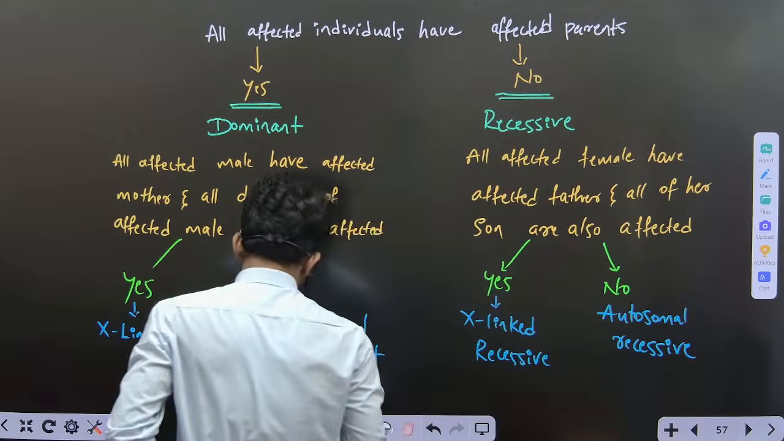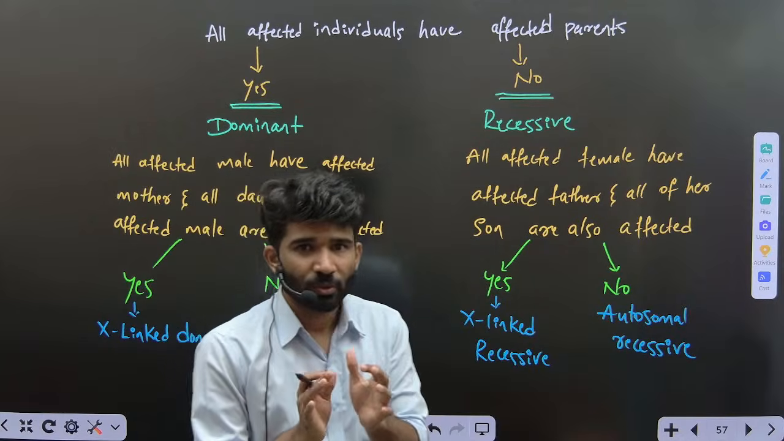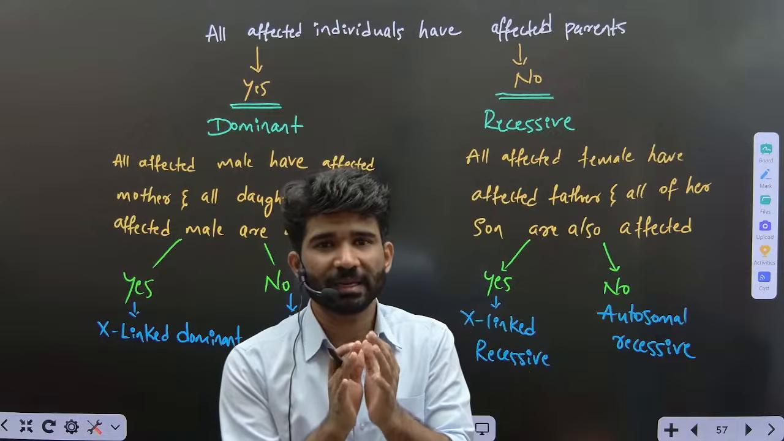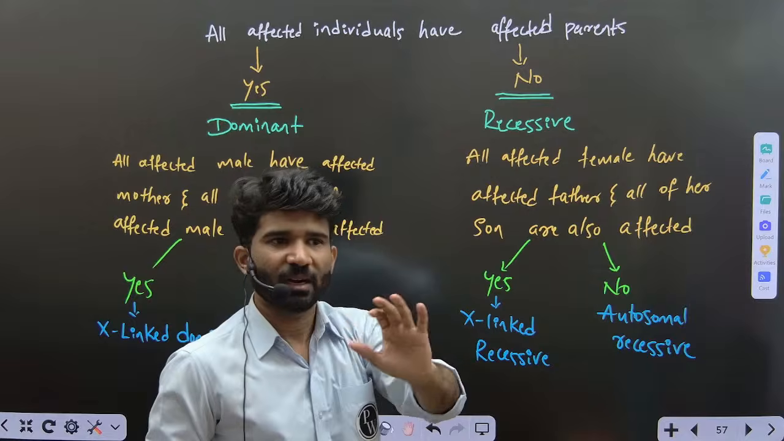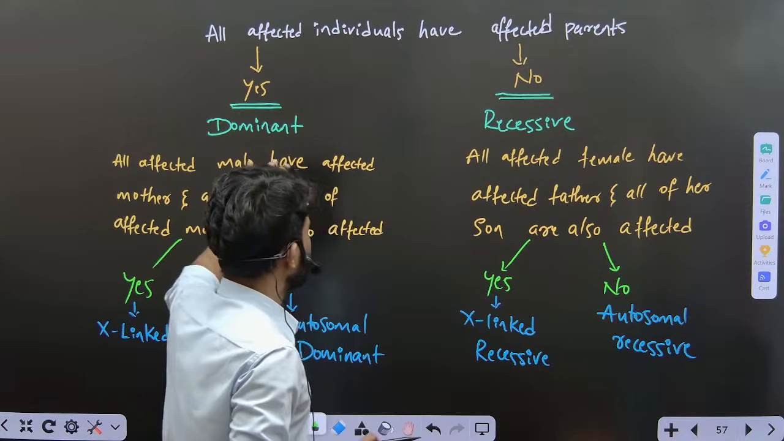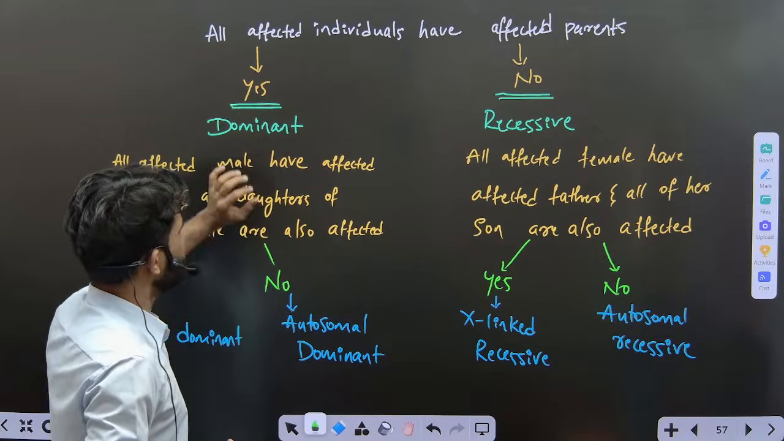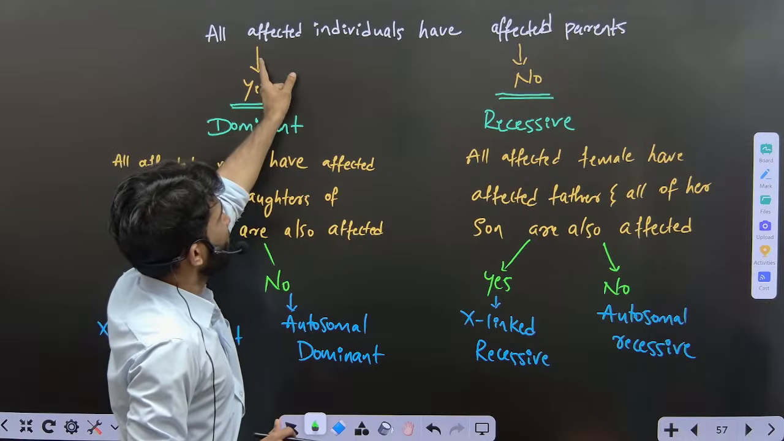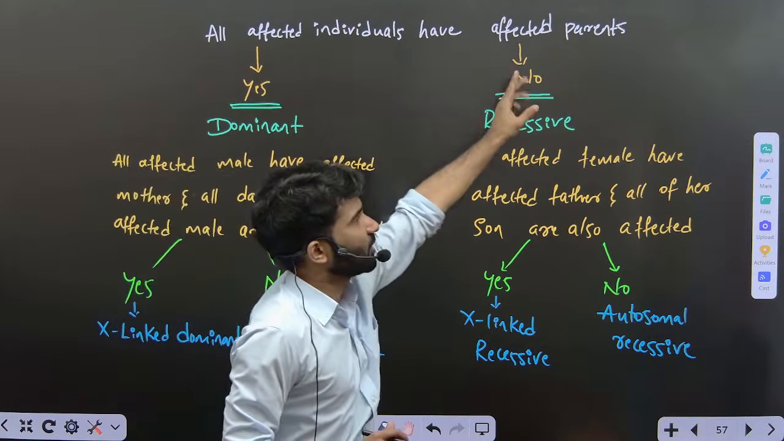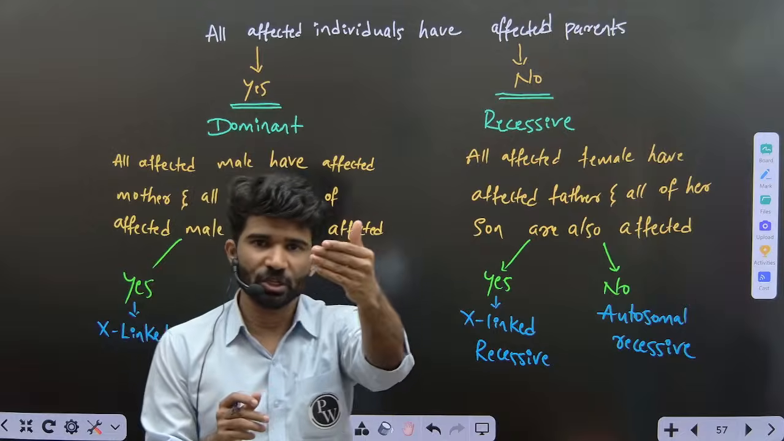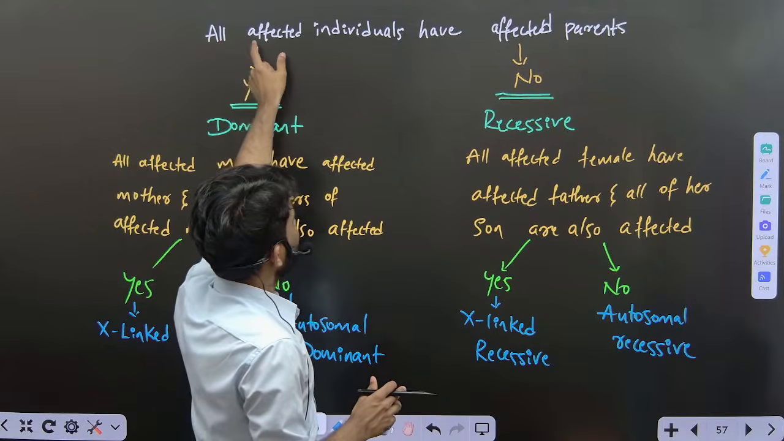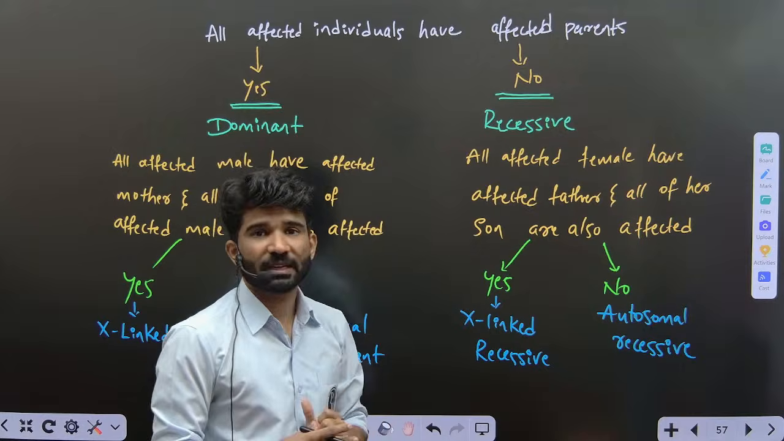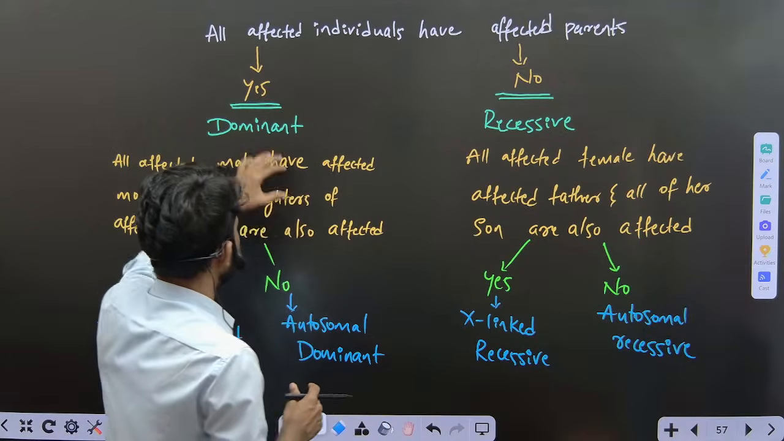There is a trick you have to know before the analysis of a pedigree chart. If you remember this trick, you can solve any pedigree, however difficult it is. So what is the trick? First you have to look at the pedigree chart and check whether all the affected individuals have an affected parent. We will analyze through this.